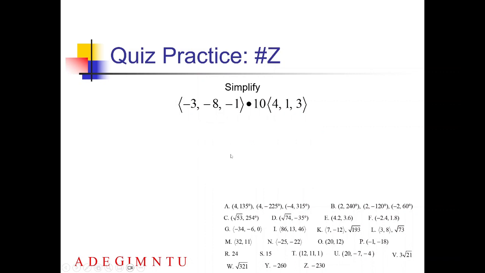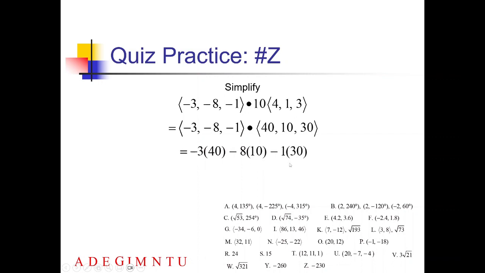So here's our last problem, some more vector algebra with some dot product thrown in, 3 dimensions. Let me start by distributing this 10, so I'll keep this first vector the same, and then we've got 40, comma 10, comma 30. And now let me do my dot multiplying. So negative 3 times 40 plus negative 8 times 10 plus negative 1 times 30. I feel like this will be a little easier with the arithmetic than the last one was. So this is negative 120 minus 80 minus 30. So let me see, negative 200 minus another 30, negative 230, which matches what we have here.